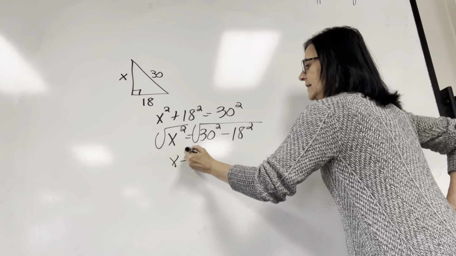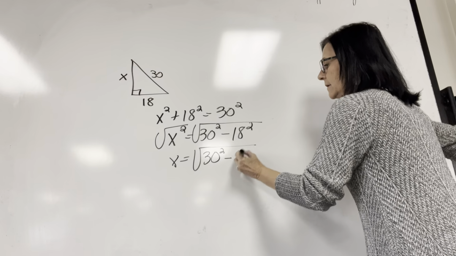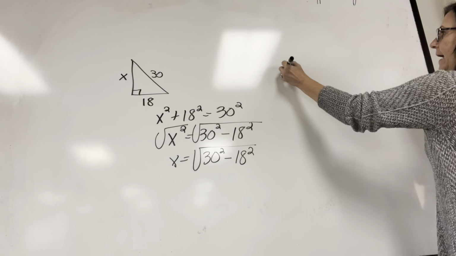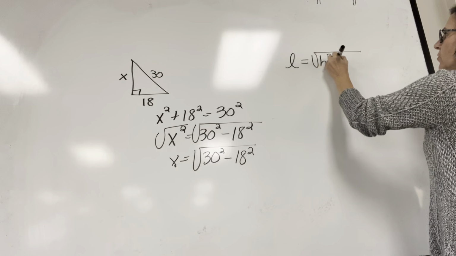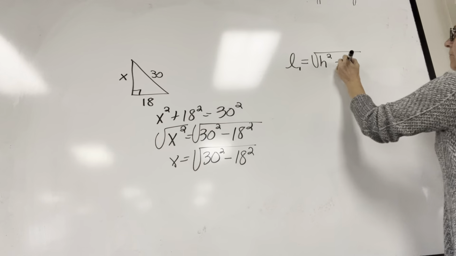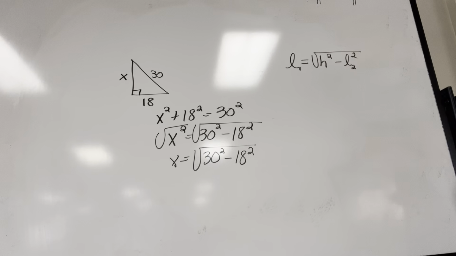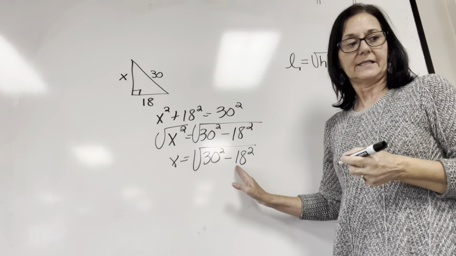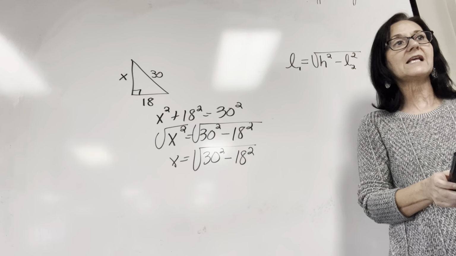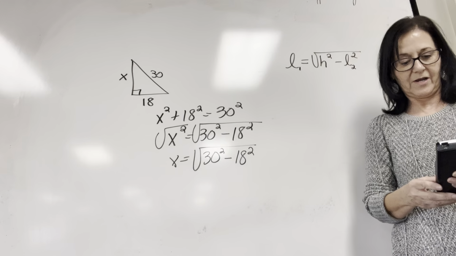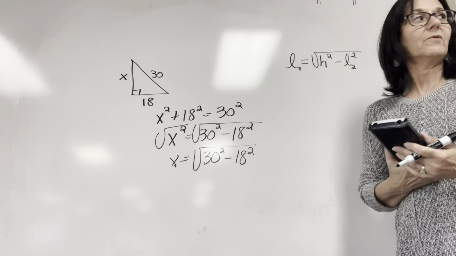So x is the square root of the hypotenuse squared minus the leg squared. So a leg equals the square root of the hypotenuse squared, we'll say that's leg 1, minus the other leg squared. So what's the answer? What's 30 squared minus 18 squared? But then you didn't take the square root. Take the square root. It's 24. Did everybody get 24?